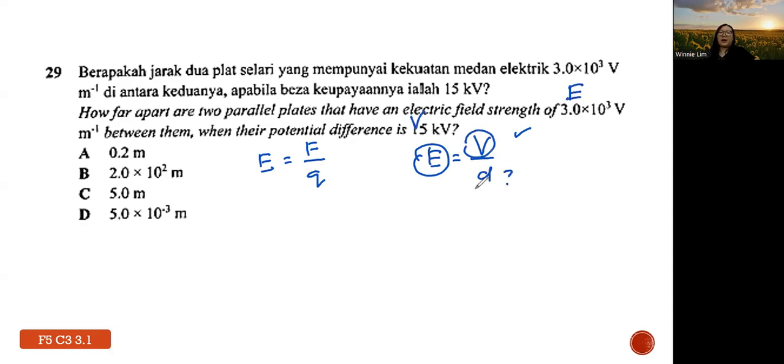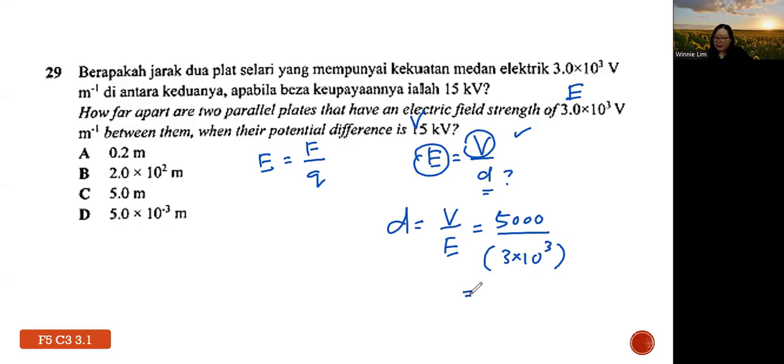Okay, but you need to find what is D. So we rearrange the equation. D equals V over E. So your voltage is 5 kilo, 5 kilo means 5,000. And then E is the correct unit, volts per meter, so straight away 3 times 10 to the power of 3. You just substitute inside, so finally you will get the answer for D. Okay, the answer for D will be 5 meters.